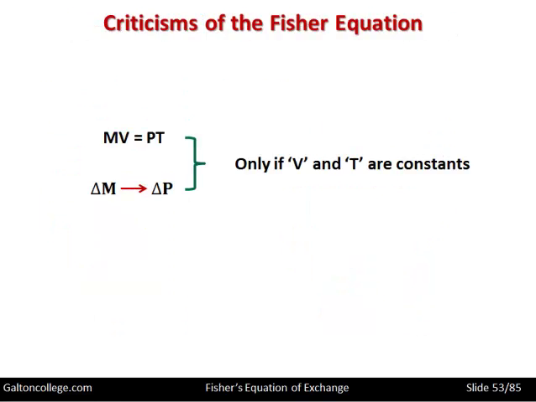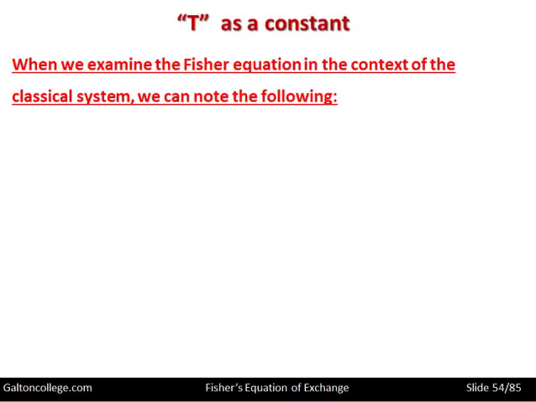Now, other criticisms. Well, we have the Fisher equation MV equals PT, and we've also got to the stage where delta M leads to delta P. That's when V and T are constants. Now, are V and T constants? This is another issue we need to look at. Perhaps V and T are not constants. Let's look at T.